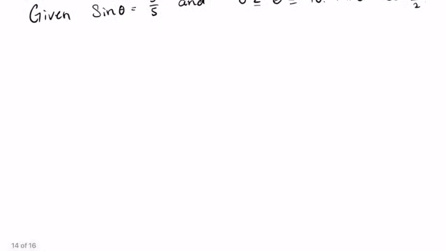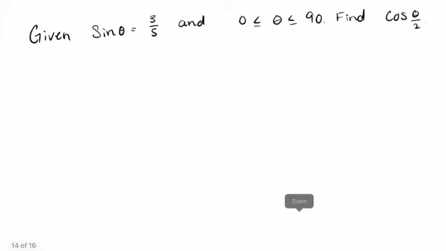Given that sine of theta equals 3 over 5 and 0 is less than or equal to theta, which is less than or equal to 90, find the half angle of cosine. So the first thing that I'm going to do is draw my triangle so that my angle is in quadrant 1, and I have the sine of theta, which tells me I have the opposite over hypotenuse. And if we know anything about Pythagorean triples, we know that this is a 3, 4, 5 triangle. So my missing side here is going to be 4.